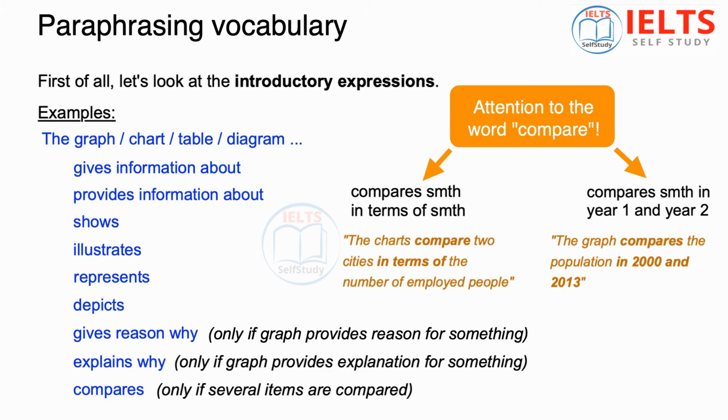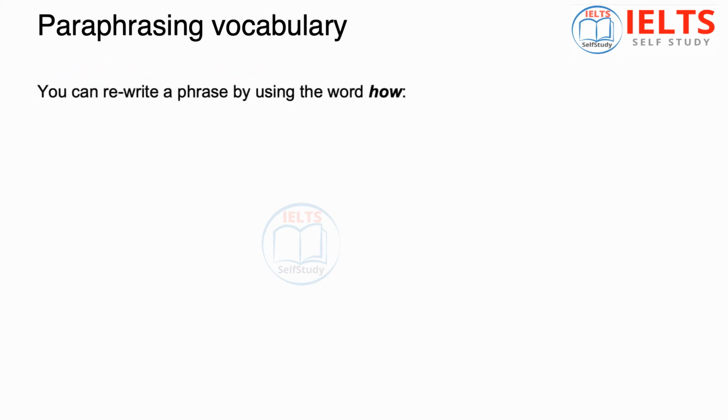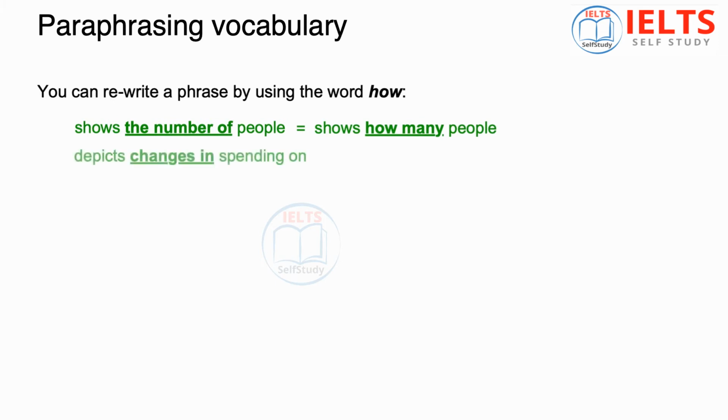Now let's look at more paraphrasing techniques. You can rewrite a phrase by using the word how. For example, shows the number of people is equal to shows how many people, or depicts changes in spending on is equivalent to depicts how much change spending on.